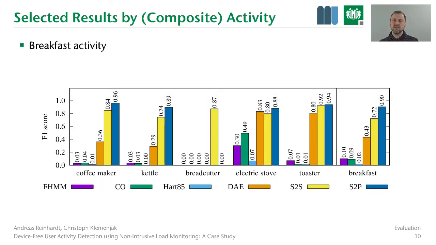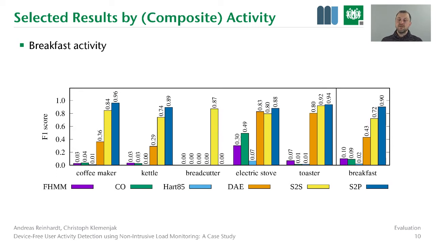So let's look at the activities just to make sure we get a better understanding of what works and what doesn't. I've prepared 2 of them for you here. The first one's the breakfast activity. On the left, you see the 5 devices that contribute to that activity, disaggregated individually, from which you can, for example, tell the bread cutter appliance. There's only one disaggregation method, namely sequence to sequence, that can detect its operation at all.